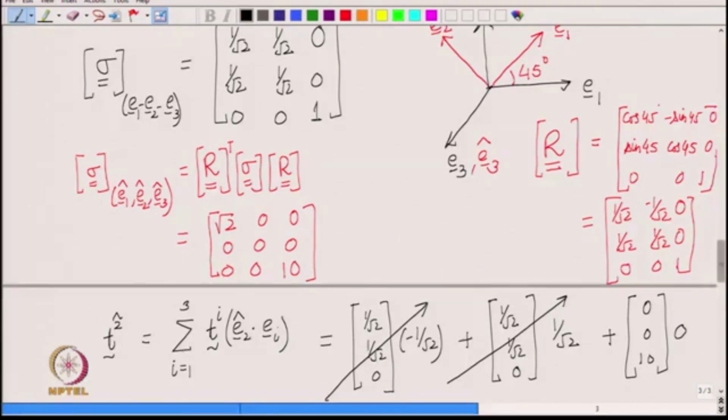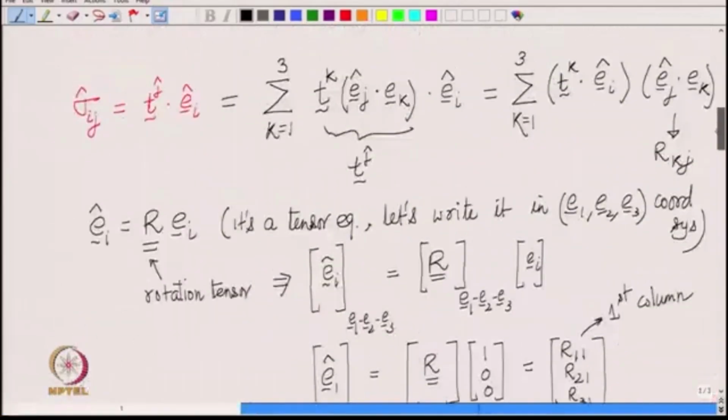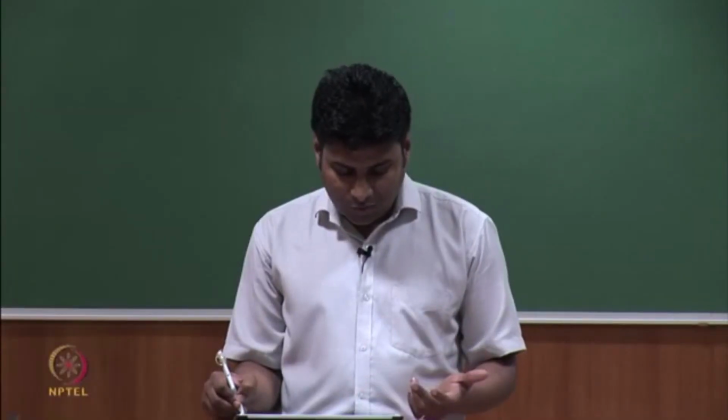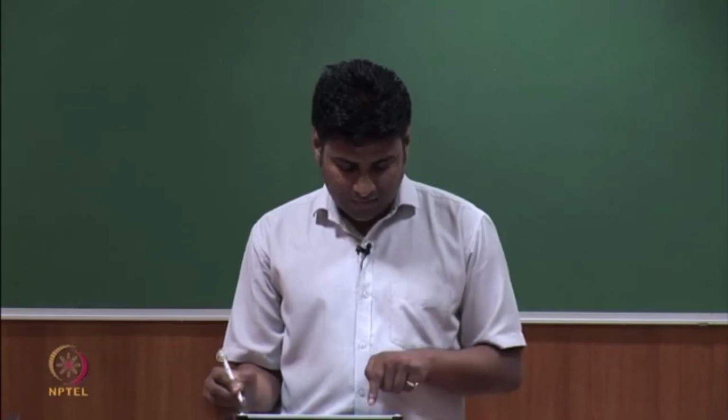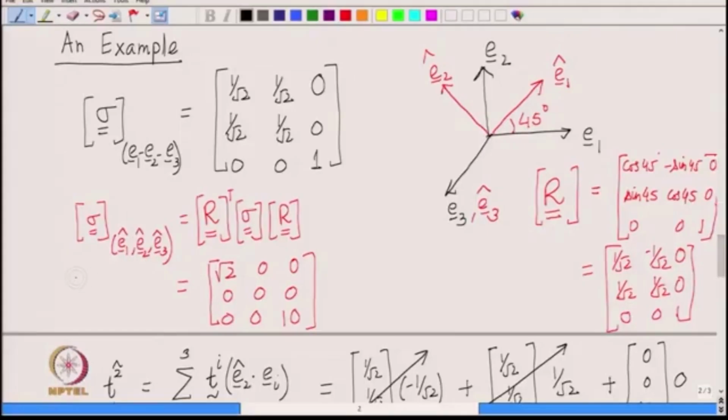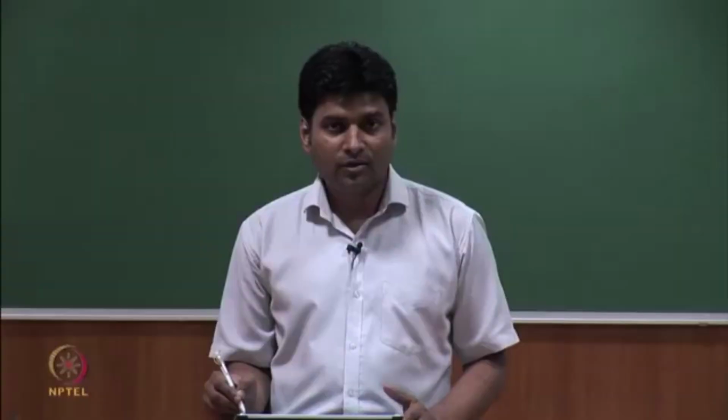Okay. So, after doing all this derivation, our final take home message is that the matrix transforms in this particular way. Sigma in the hat coordinate system is R transpose sigma into R. Okay. So, that is about the transformation of stress matrices. So, with this I will end the lecture here. Thank you.